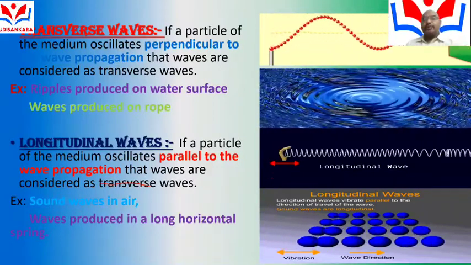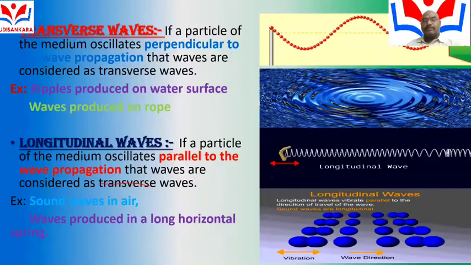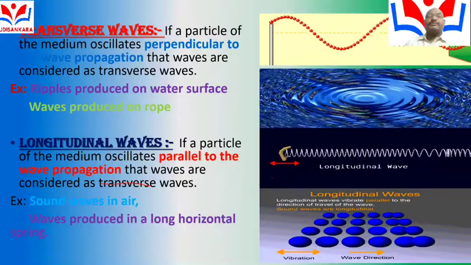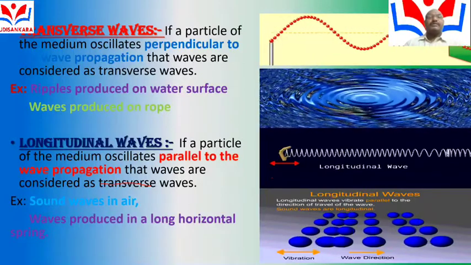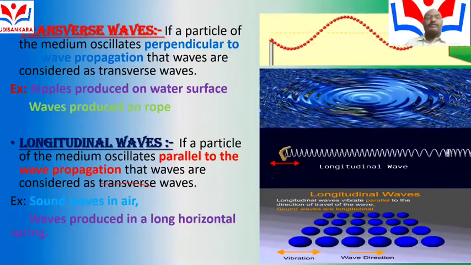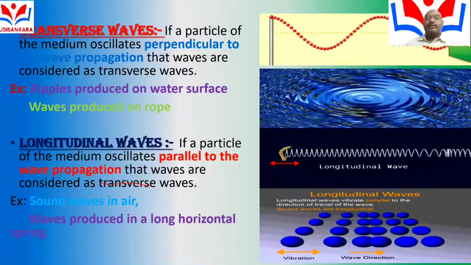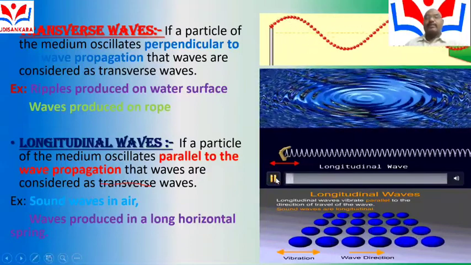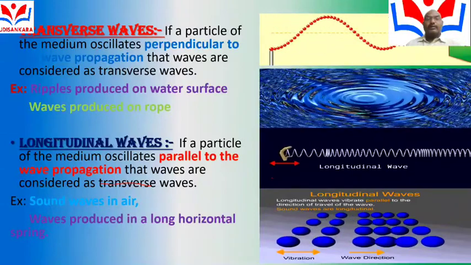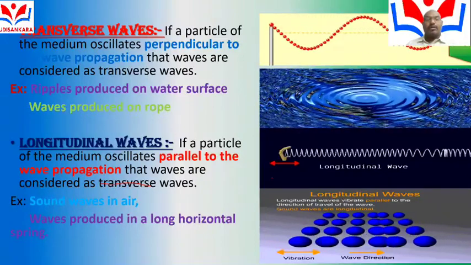So longitudinal waves vibrate parallel to the direction of travel of the wave. Sound waves are longitudinal waves. The major difference is that in transverse waves, the medium oscillates perpendicular to the wave propagation, and in longitudinal waves, the particles of the medium oscillate parallel to the wave propagation. From the diagram, we have waves produced on a rope, and waves produced in a long horizontal spring.